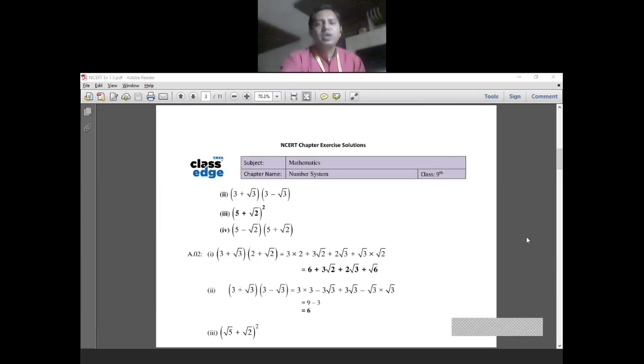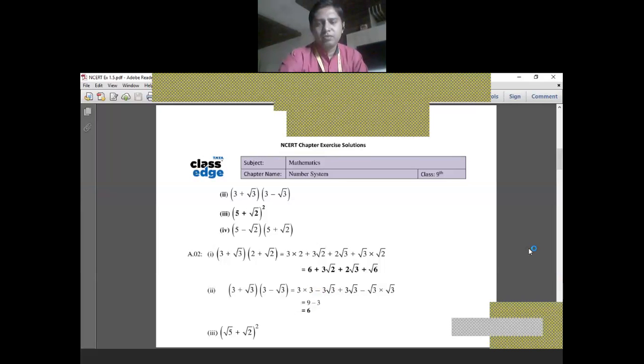The next part of the question is (√5 minus √2) and (√5 plus √2). This is again (a plus b)(a minus b), which is a square minus b square. √5 square is 5, √2 square is 2. 5 minus 2 will be the answer, that is 3. So in this way, we can identify the product of two numbers.